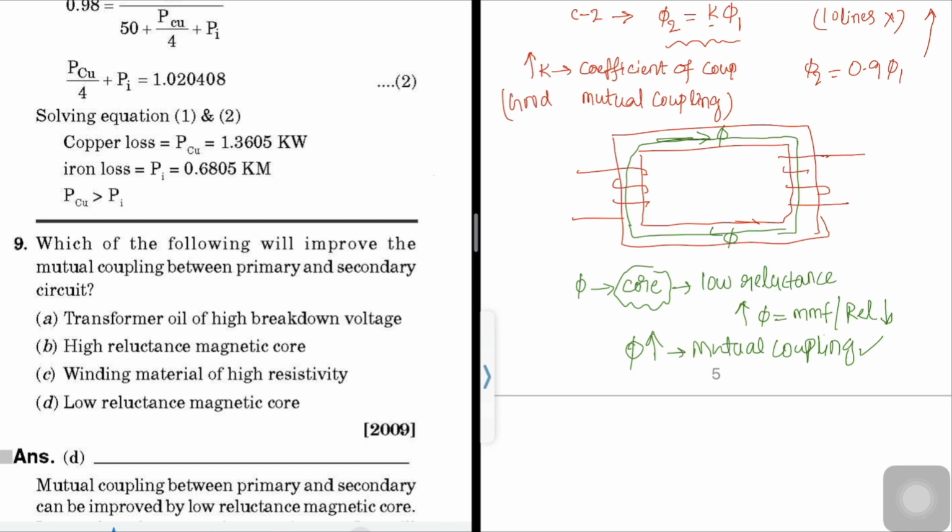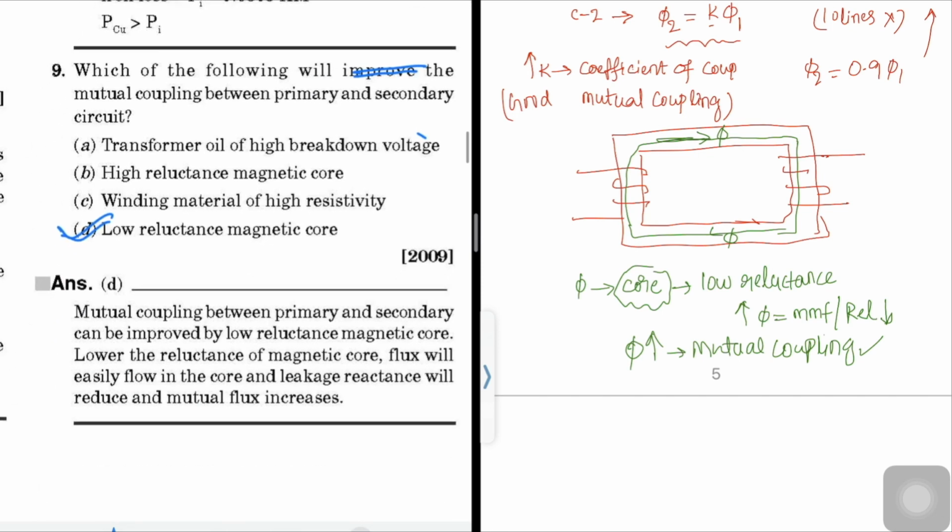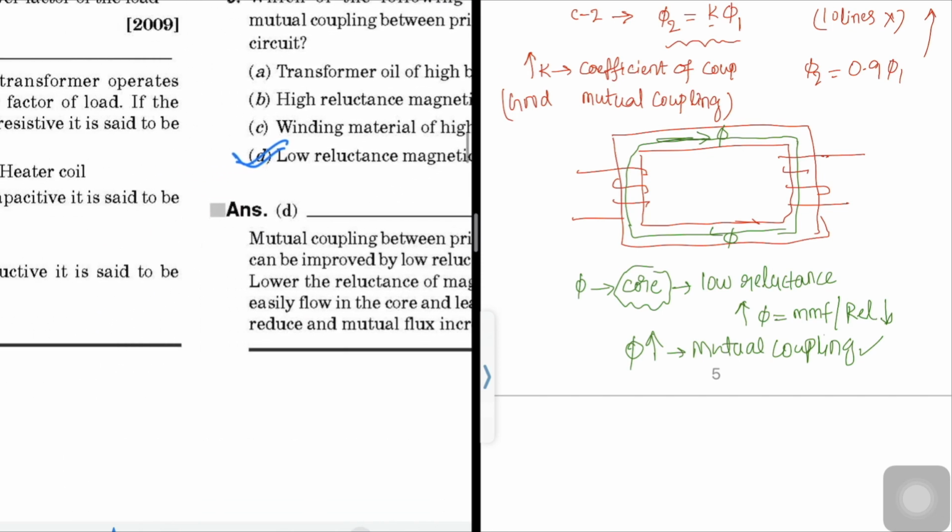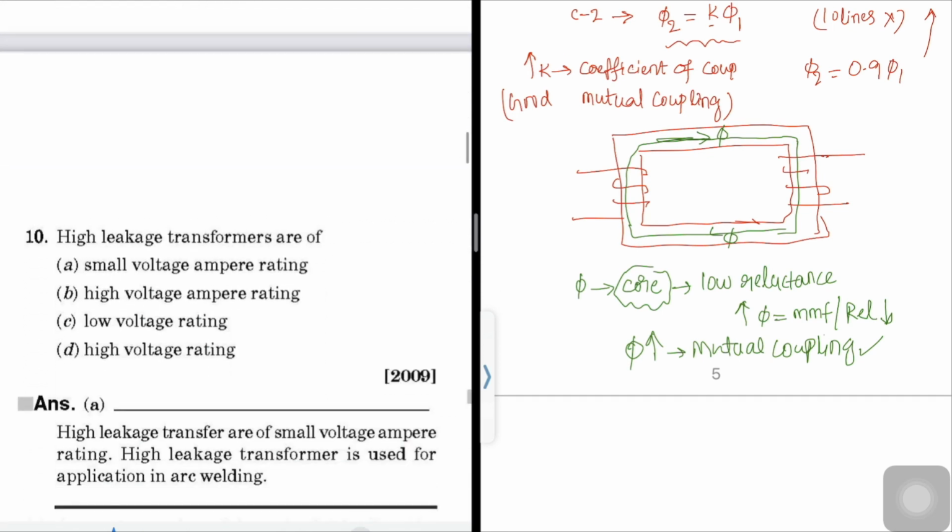Okay. So here they asked to improve the mutual coupling. So we need more amount of flux to be linked with the secondary winding. So we need a low reluctance magnetic core. Okay. So this is the answer for question number 9. Now question number 10.